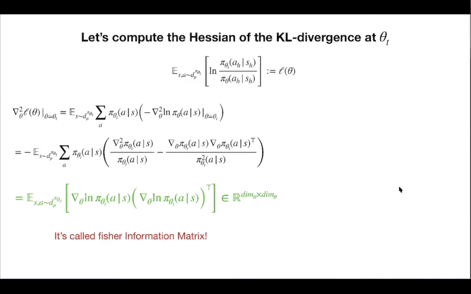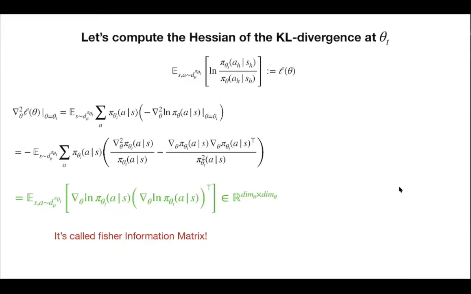There's a name for this matrix. This is called the Fisher information matrix. I think this was developed by Fisher, and I don't really know why they call it the Fisher information matrix, but probably just because he invented it. Okay.